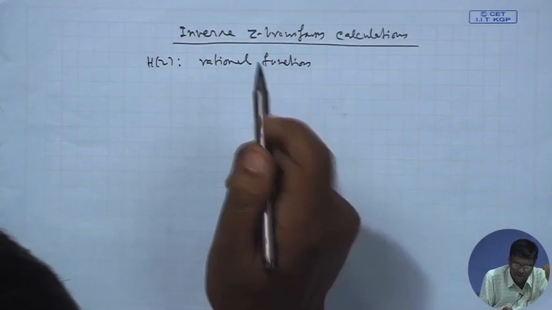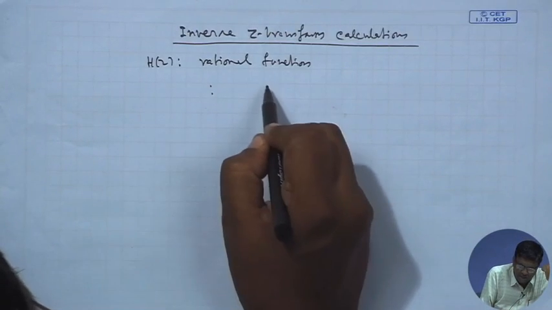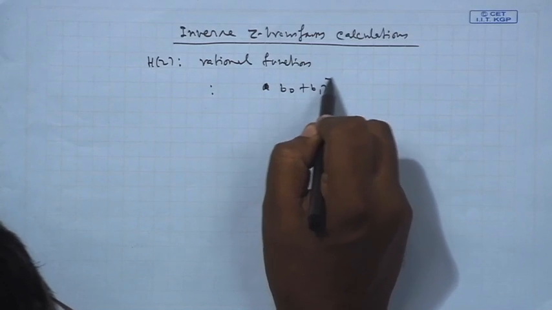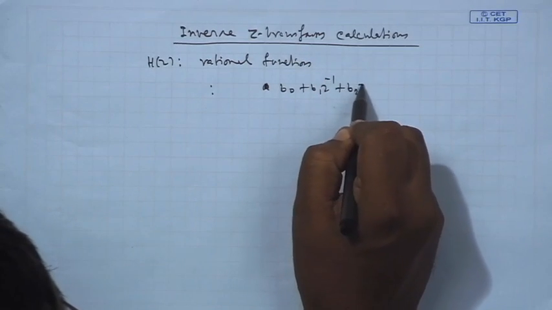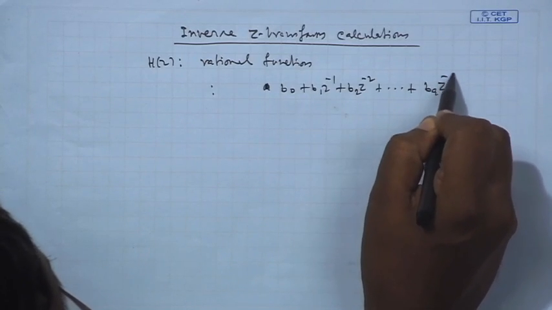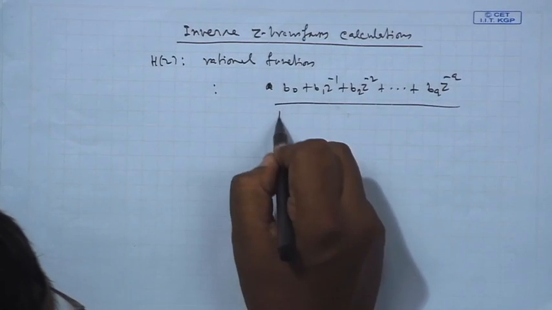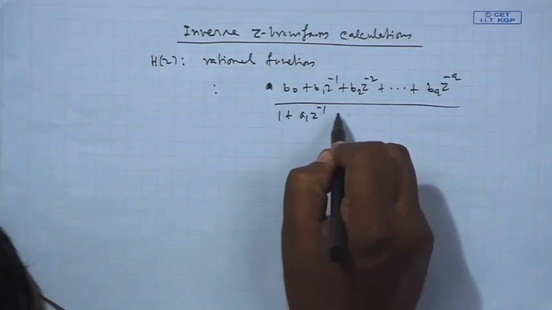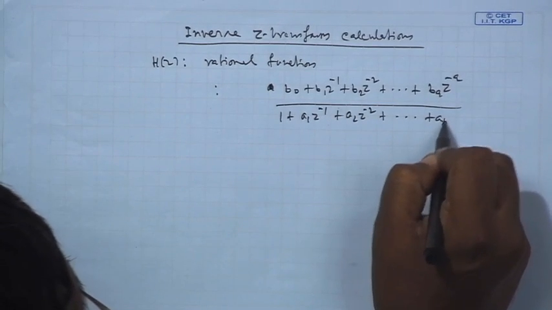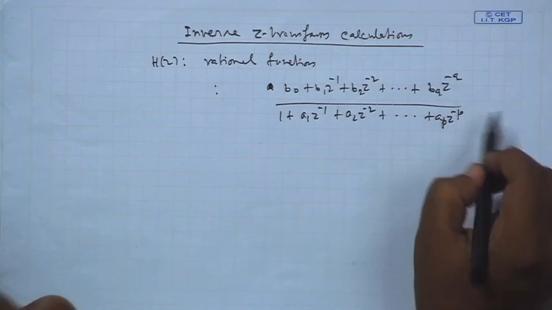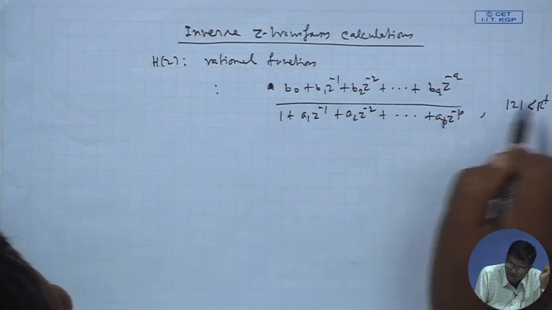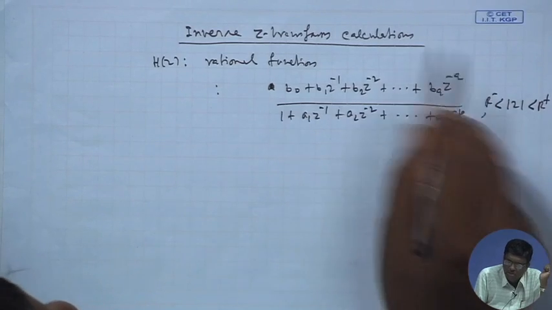a linear shift invariant system we have seen, that is typically of the form some b0 constant plus b1 Z inverse, b2 Z inverse 2, and so on up to maybe bq, divided by 1 plus a1 Z inverse plus a2 Z inverse 2, and so on up to ap Z inverse p. There will be some ROC given, that is some mod Z is given for this, some ROC.